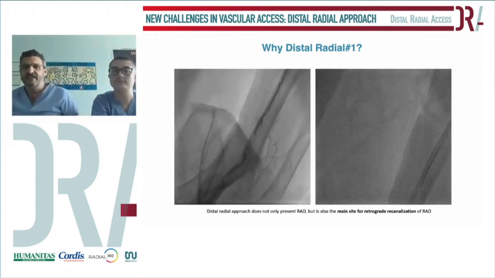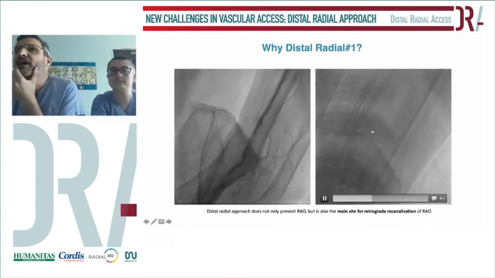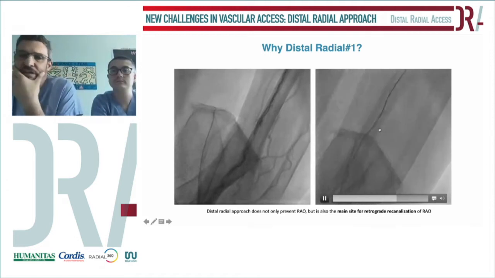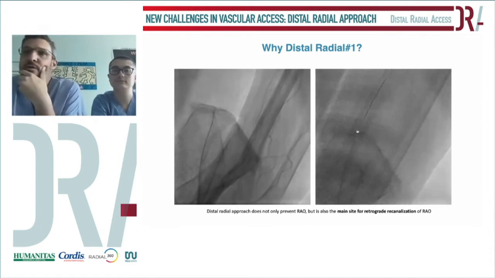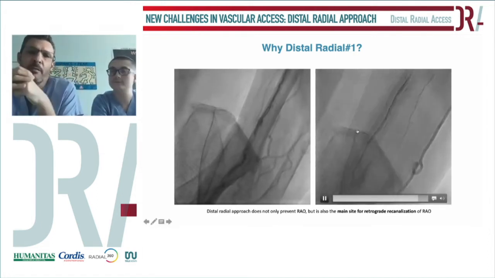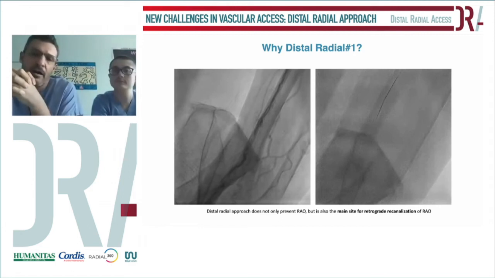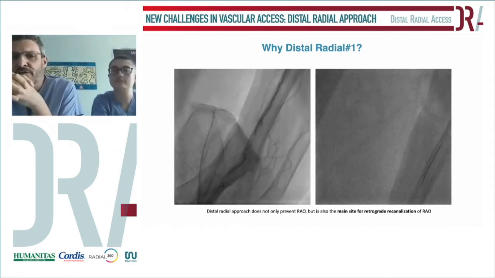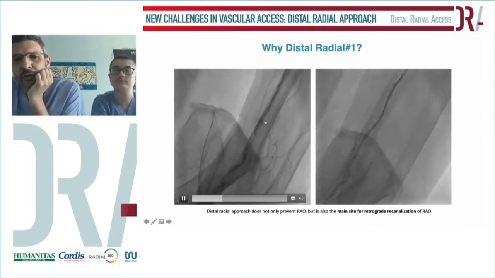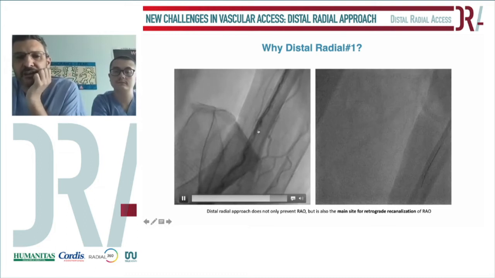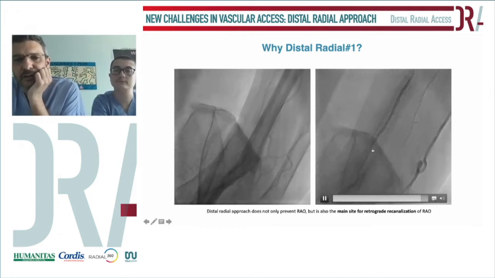This is a case that we did just a few days ago, where we performed coronary angiography in a previous CABG female patient. Since the last 6 months, we are using distal radial access as the default approach in all comers patients. So in this case, we punctured the distal radial artery with no difficulty, but then we found total occlusion of the radial artery at the forearm. So in this case, we decided to perform a recanalization of the artery in order to be able to continue with our diagnostic exam.